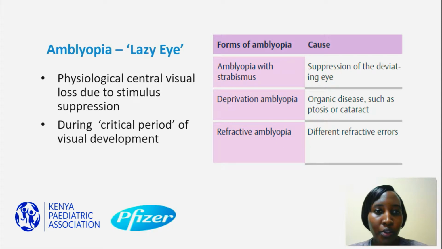The second common cause of amblyopia we call deprivational, and this occurs if there is any organic disease such as ptosis, cataract, or corneal opacity that prevents light from entering into the eye. And the other common cause of amblyopia is refractive errors, especially if you have different refractive status, so that the eye with the poorer vision gets suppressed, or if you have high refractive error in the two eyes, the input is blurry and therefore you still get amblyopia.